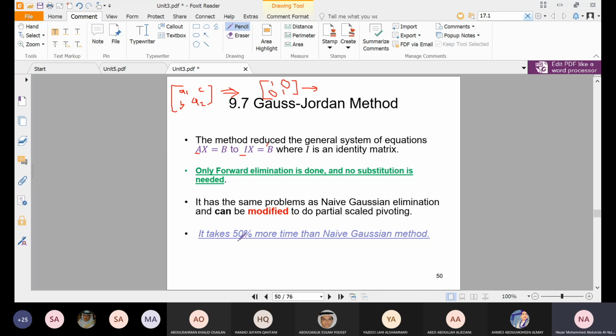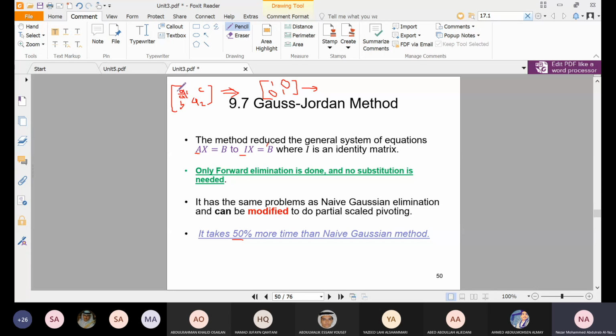Disadvantage, you can see the disadvantage here. It takes 50% more time than Naive elimination. So it takes more time than the normal or traditional Naive Gaussian elimination method, because here we need to normalize usually the diagonal coefficients. We divide over the diagonal. If I have A here, I need to divide over A in the first row, A1.